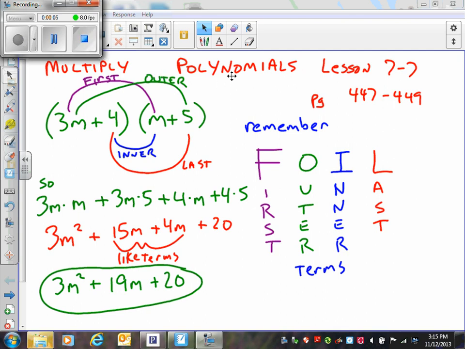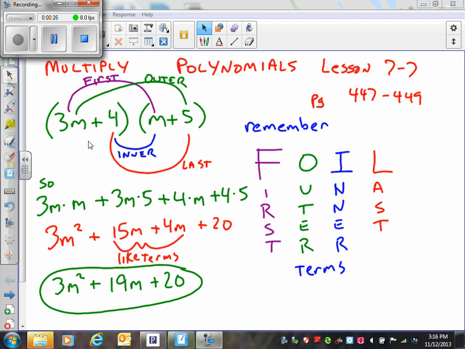We are multiplying polynomials. Most of the polynomials we will be multiplying will be binomials. That's two terms times another two terms. This kind of works like multiplying a polynomial by a monomial. You have to take what's outside and multiply it by everything inside, except now you've got two sets of insides.